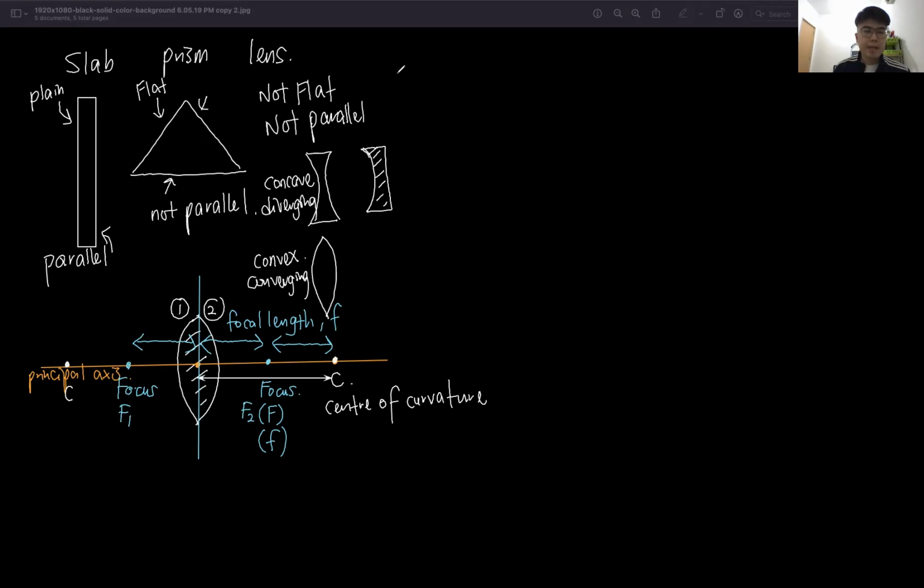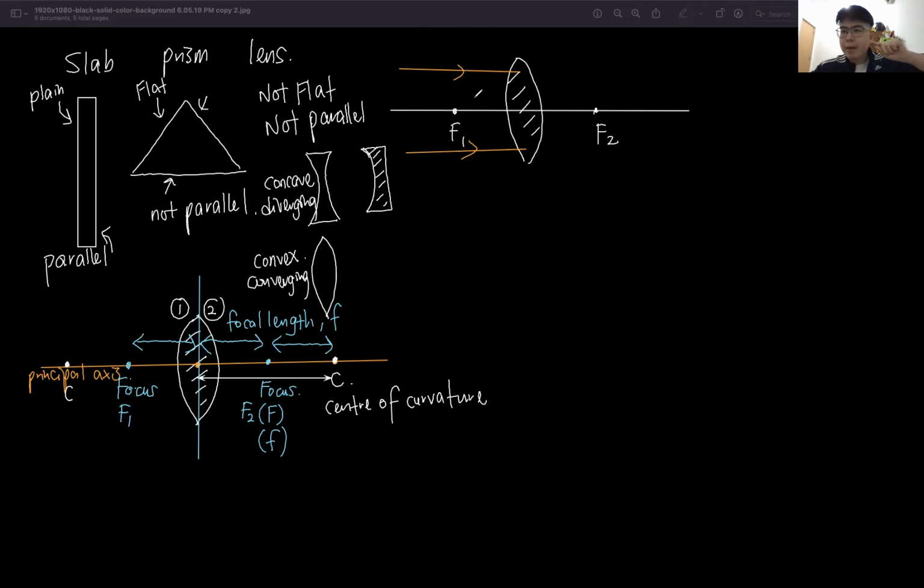Now, how does the light ray behave around the focal point? What does the focal point do? Here I consider a convex lens. If the light is coming parallel to my principal axis, again, I have F1, F2. If the light is coming towards my lens, but parallel to the principal axis, what happens to the light ray? First, how do you get a parallel light ray? You get it from an object very far away.